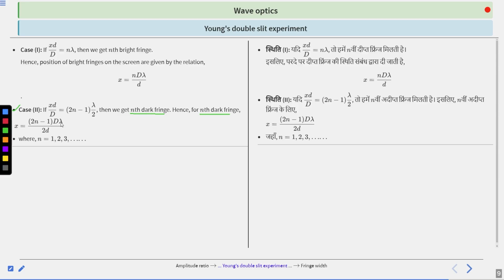So there are two main points. First is the position of bright fringes on the screen, and second is the position of the nth dark fringe on the screen, where n is 1, 2, 3 and so on. Both formulas are important. This one, and the second one is for the nth dark fringe. So this is Young's double slit experiment.